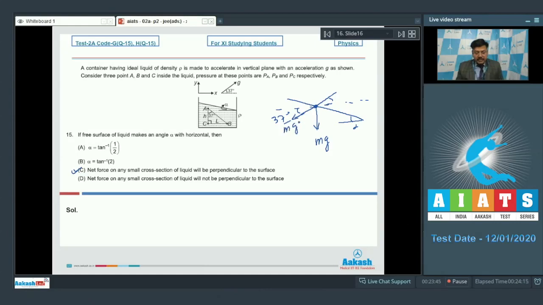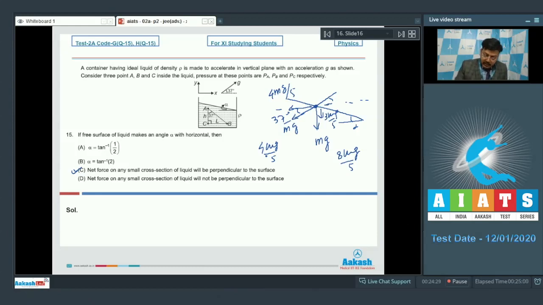Now if I resolve this pseudo force mg into horizontal and vertical components, its horizontal component will be 4 mg by 5, and the vertical component is 3 mg by 5. So on this particle, if we look at these two forces alone, the vertical component is mg plus 3 mg by 5, or 8 mg by 5, and the horizontal component is 4 mg by 5.